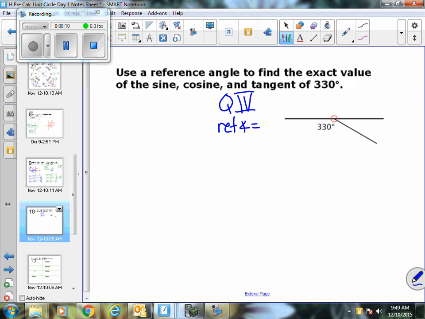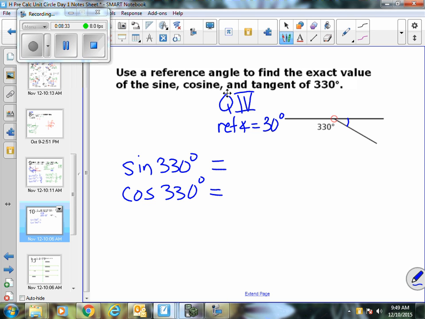What's your reference angle at 330? How far away from the x-axis are you? Well, that's 30 degrees. So that's the same reference angle we had for the last one. So guess what? All of the ratios for sine, cosine, and tangent of 330 are going to be identical to the answers we just got for 150, which are identical to the answers that we would get for 30 degrees. They're all exactly the same except for the positive and negative values, the sign values.